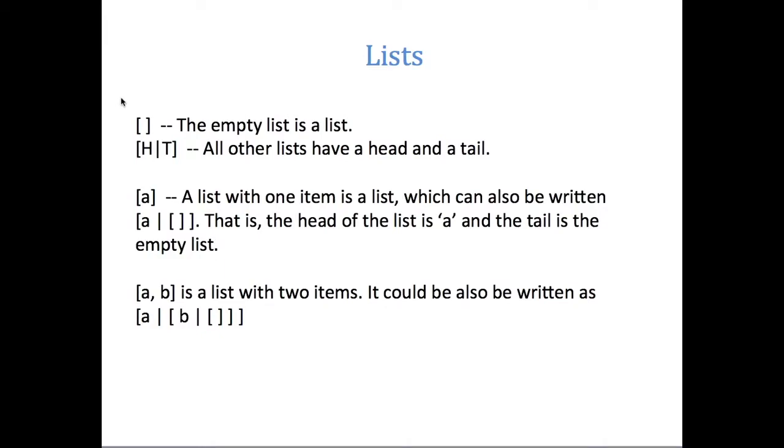Likewise, let's take a look at the list of 2 items. Here, for example, the atom A followed by the atom B. And we could also write that using this recursive head and tail notation, where the first element of the list is, in fact, the atom A, and the tail is another list whose head is B and whose tail is the empty list.